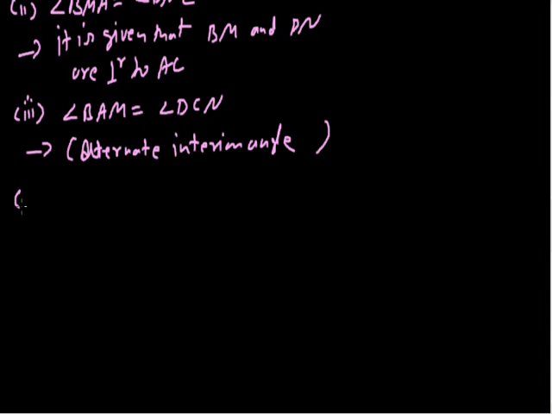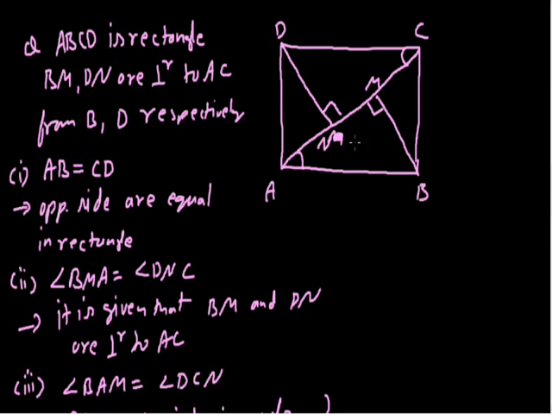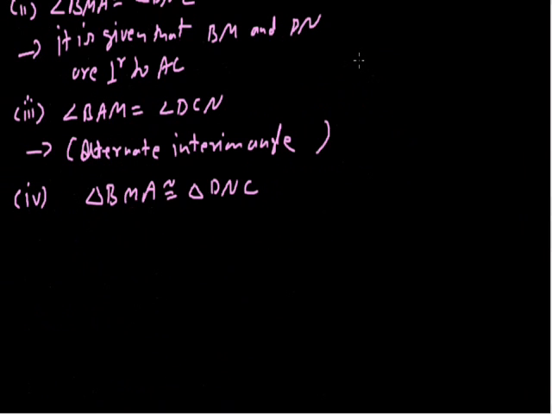Now the fourth part is triangle BMA is congruent to triangle DNC. Triangle BMA, this triangle, is congruent to triangle DNC. Yes. Why? Because this angle C is equal to this angle A. We have already shown that. This angle N is equal to this angle M, that is perpendicular 90 degree each, and AB is equal to CD. So by angle side criteria, these two triangles are congruent. So this is the explanation.